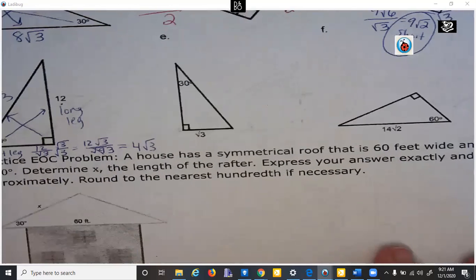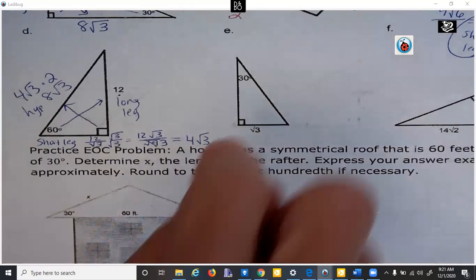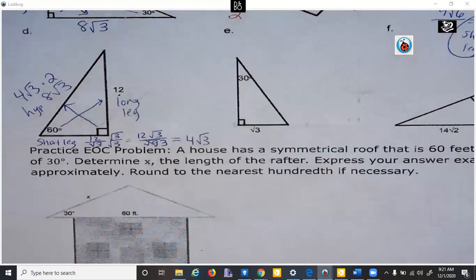All right. Let's do E next. Which one did they give you on E? The short leg? Good, they gave you the short leg, so that one's going to be a little easier.